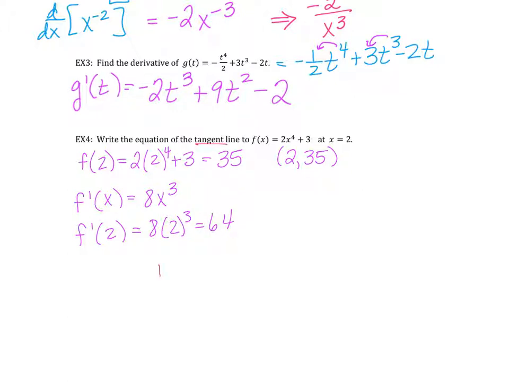It says tangent line, so y minus the y coordinate is slope, x minus the x coordinate. And that is the equation of your tangent line. So stop the video again and you try to do example 5. Next one.